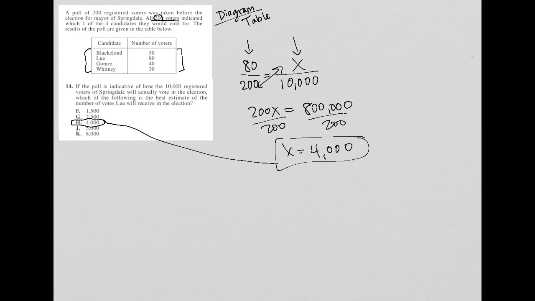So what's key here is understanding this first part of the question: if the poll is indicative of how the 10,000 registered voters will actually vote, right? So this ratio of 80 out of 200 should be the same as this ratio of x out of 10,000. And we're just figuring out what x has to be in order for that to be the case. And what we find is x has to be 4,000 votes.